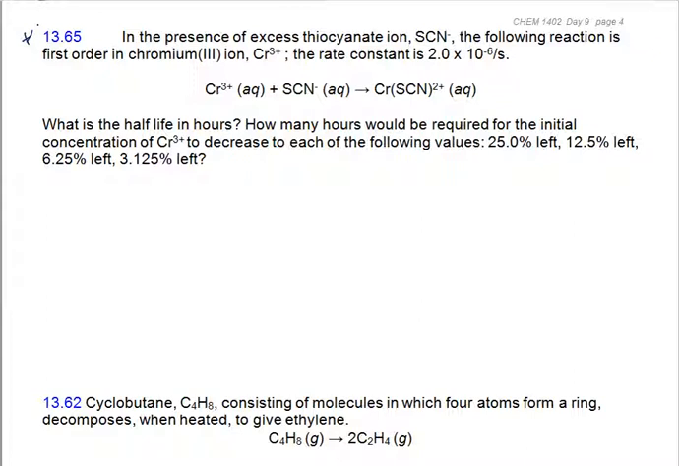So they're asking how many hours would be required to decrease to the following values. If I would have said 50% left, how many half-lives would that be? If I said 50%, 1. If I said 25%, 2. What's the next one? Keep dividing by 2. Half of 25 is 12 and a half. That's 3. Divide that by 2 again, it's 6 point something. See what they're doing here? They just keep dividing it by 2. It's 4.